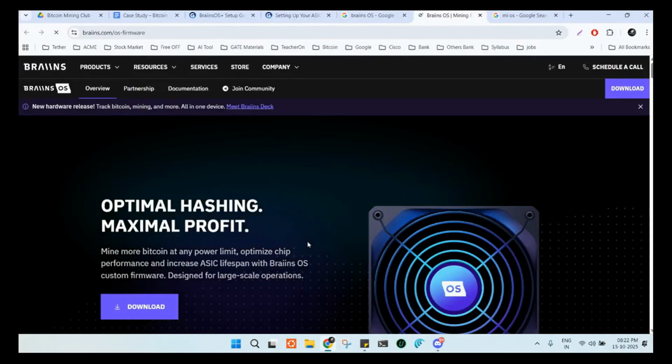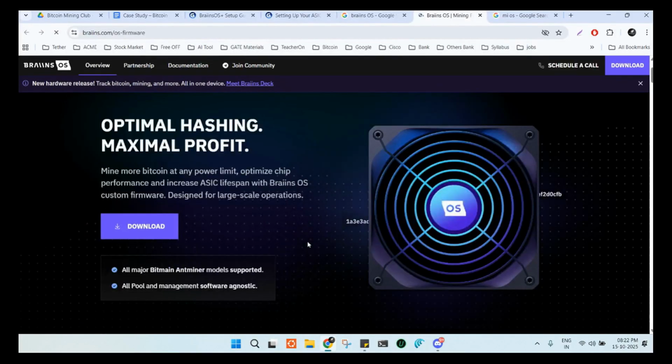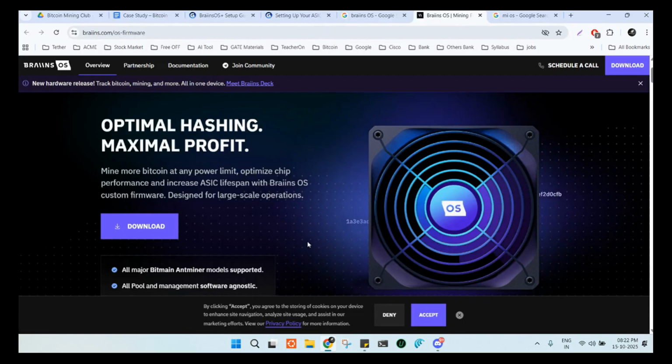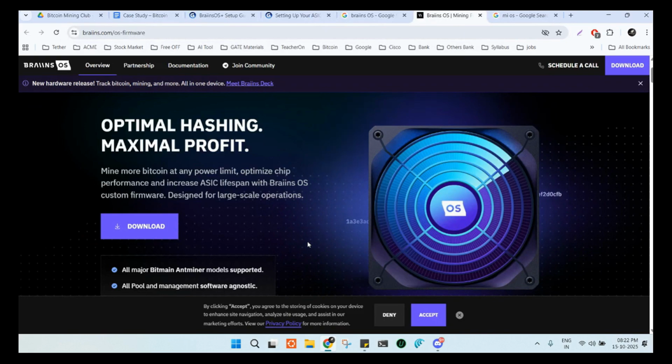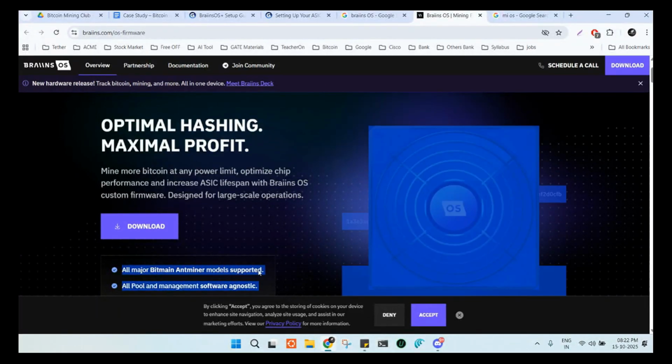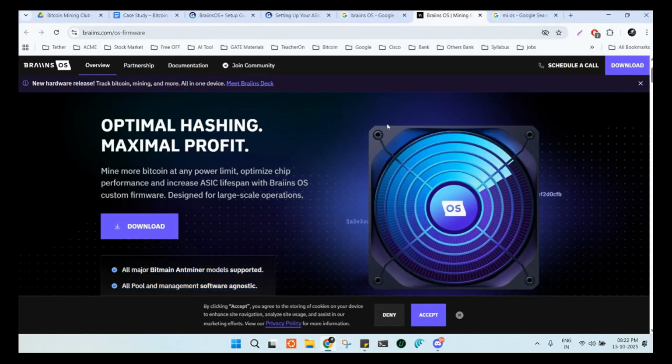So what it does, they are not into the hardware at the moment. They are working internally, preparing ASICs, but those ASICs are not as powerful as Antminer ASICs. Braiins OS is from a European company. You can see all major Bitmain Antminer models are supported. What does it mean? It means this firmware, you can install it inside the Antminer and all other models.